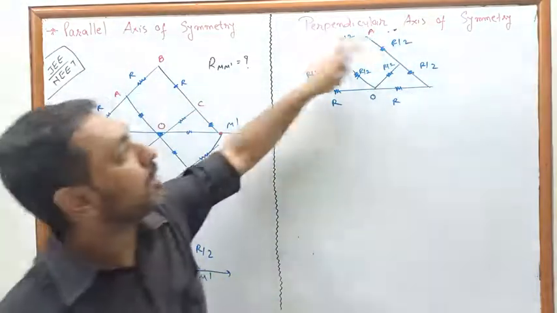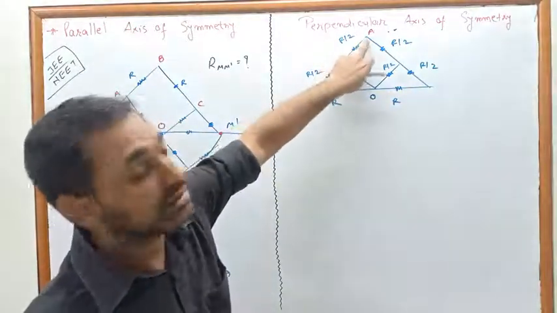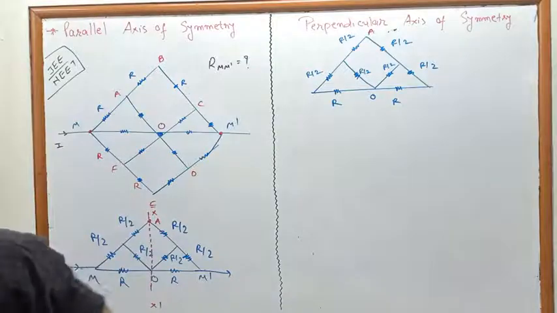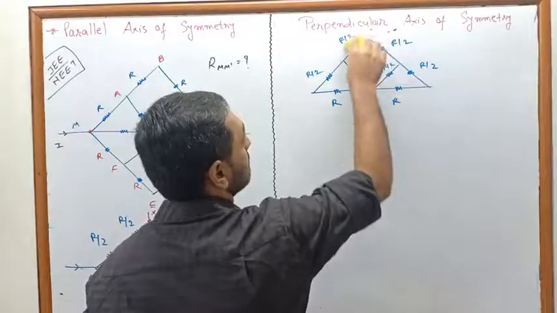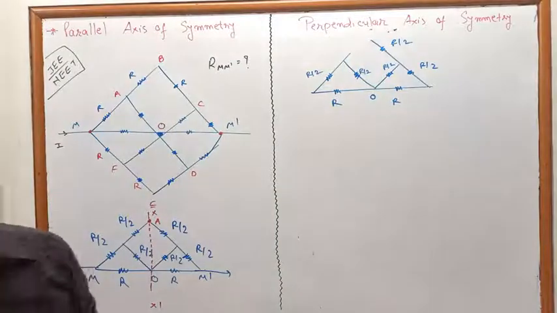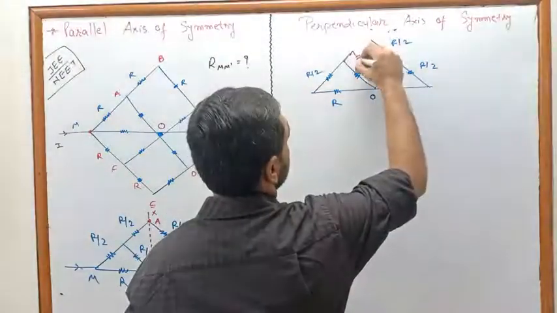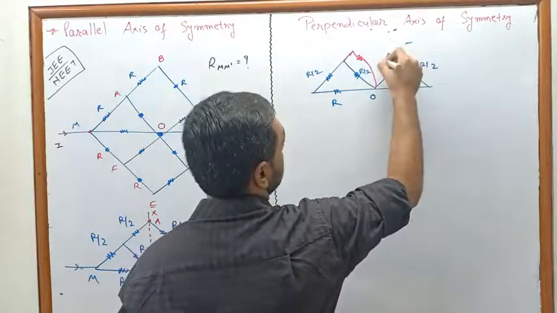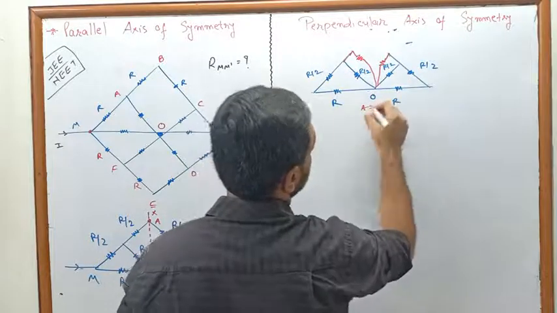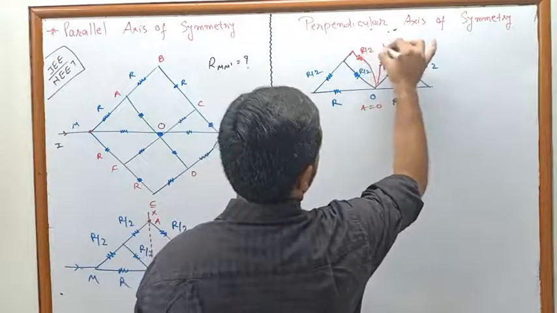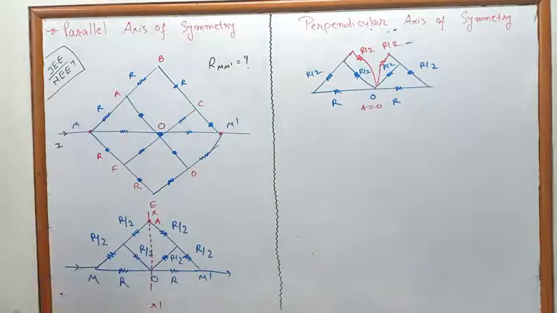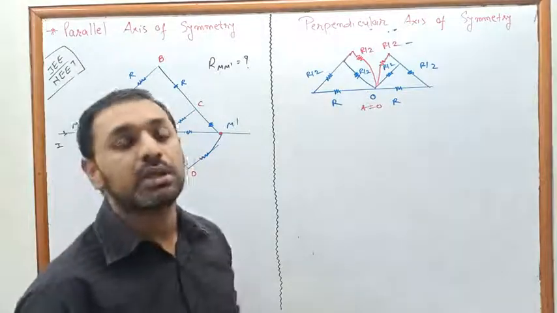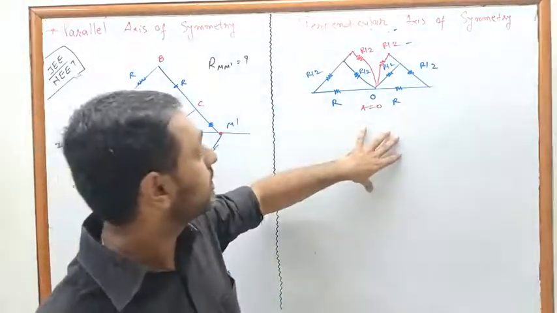Now from this perpendicular axis symmetry, I'll join this A and O. So this R by 2 will come in parallel and this R by 2 will come in parallel over here. A is equal to O. So R by 2 and R by 2. Is it clear now? This R by 2 and this R by 2 are in parallel. This R by 2 and this R by 2 are in parallel. Okay. Now you can use method of successive reduction.